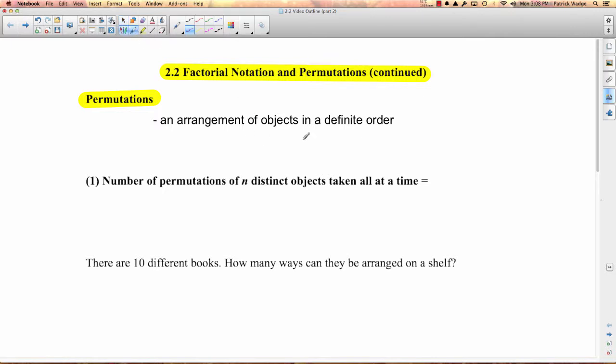Another way, a memory device to help with this, is order matters or position matters. Why is that a memory device? Because permutation starts with a P and position starts with a P. So if the order of something matters, then it's a permutation. If order doesn't matter, then it's a combination. So what would be an example of something when order matters?